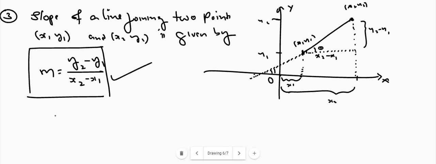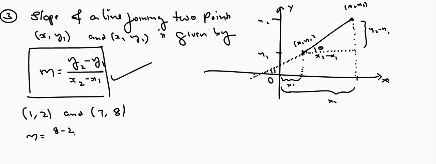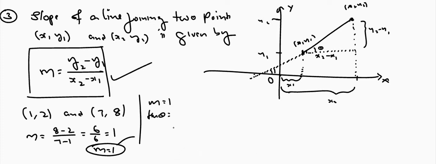Find the slope of the line joining the two points (1, 2) and (7, 8). What is the slope of the line joining these two points? It is m is equal to (8 minus 2) divided by (7 minus 1), which is equal to 6 by 6. We get slope as 1. Then we can find the angle of inclination from this. If the slope is 1, that means tan theta is equal to 1. The angle of inclination may be 45 degrees.